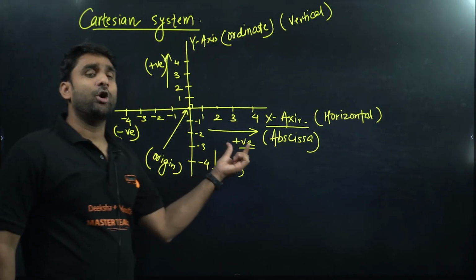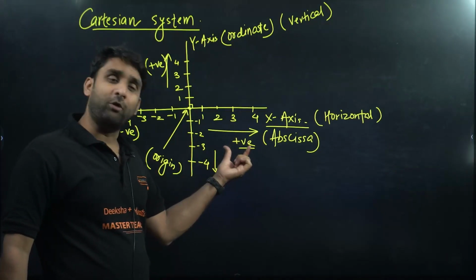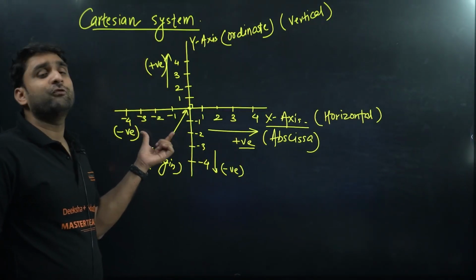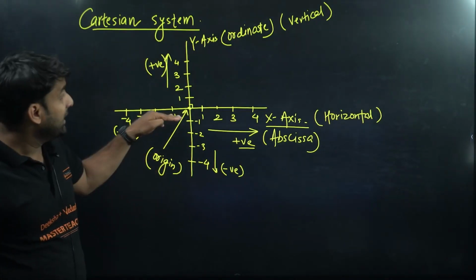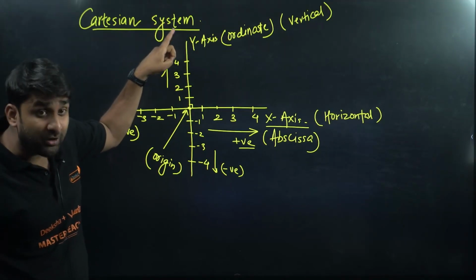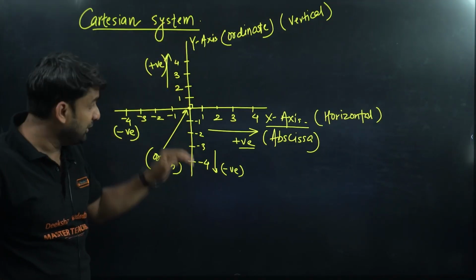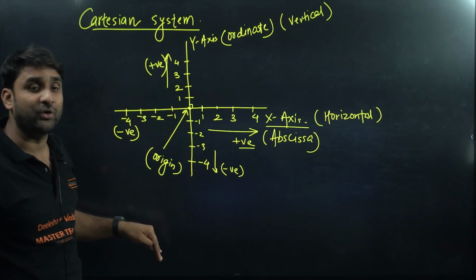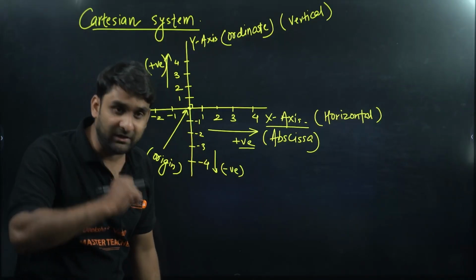The right side of the origin gives you positive values of x, and the left side of the origin gives you negative values of x. The upward direction of the origin along the y-axis gives you positive values, and the downward direction of the origin gives negative values of y.